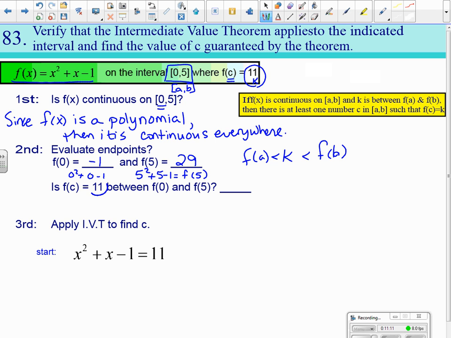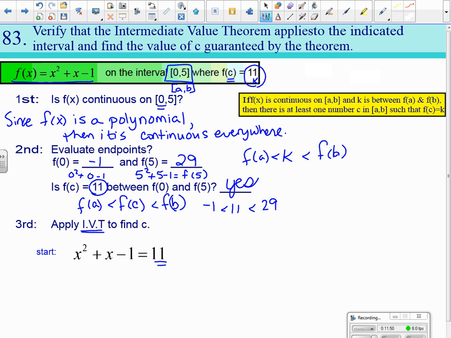Now, does 11 fall between f of 0 and f of 5? And f of c, is it between f of a and f of b? Well, yes, in this case it is, because 11 falls between -1 and the 29 that we just calculated. So this would be true. We hit that. So we've satisfied both of the hypotheses, which means that we can come in with the conclusion of the theorem.